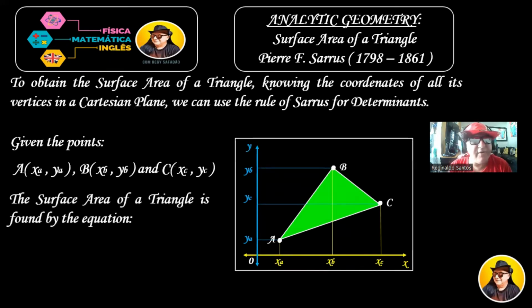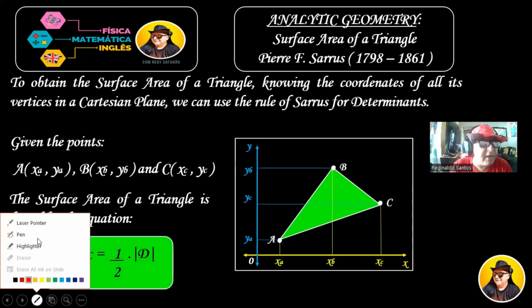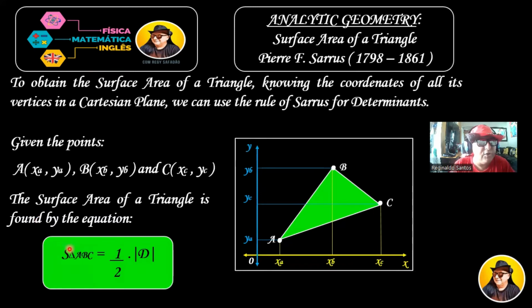Okay, the surface area of a triangle is found by the equation. Just one second, let me get a laser pointer. Excellent. So the surface area of a triangle A, B, and C can be given by 1/2 times the modulus of the determinant. Okay, let's see this in two examples.